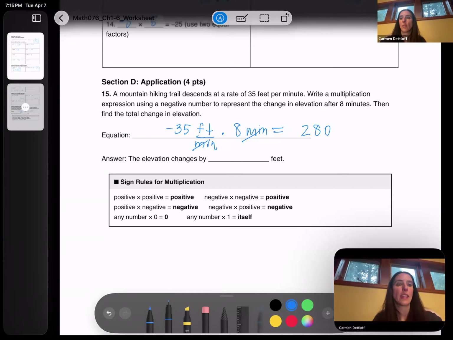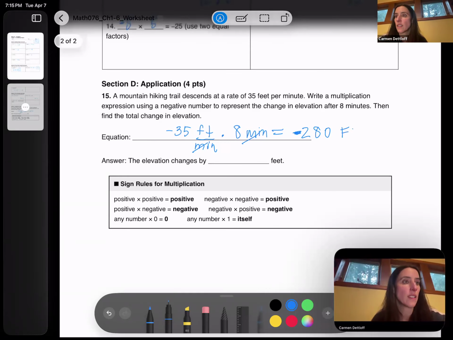And then I go back and I say, wait a second, I have a negative times a positive. So my answer is going to be negative. That's a negative. That was poorly drawn. And then my units are feet. And so I'm going to put this in my answer. The elevation changes by negative 280 feet. And I make sure it has a fill in the blank for feet. But if it didn't, I'd make sure to include those for full points.